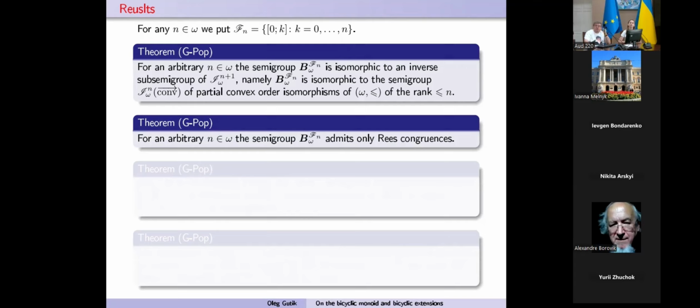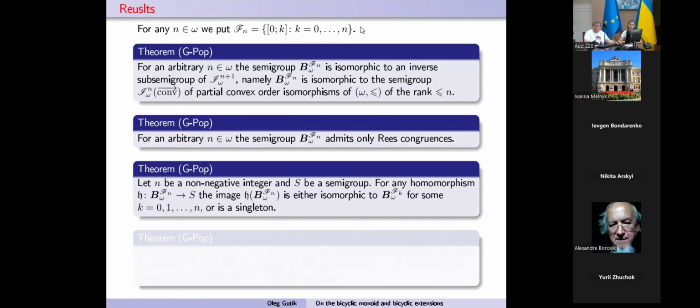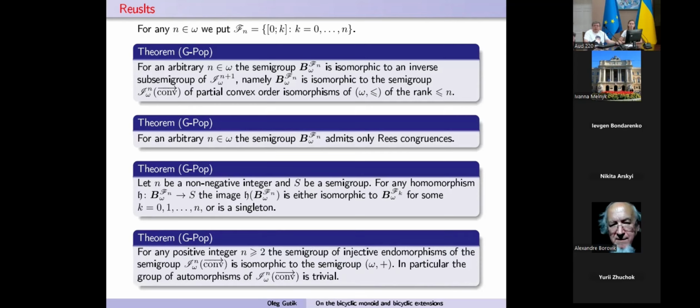What does this mean? Such a congruence is generated by ideals, by a two-sided ideal. And we also prove the following theorem that every homomorphism of such a semigroup is either isomorphic to this semigroup or is a singleton semigroup or is a trivial semigroup. This result is also published with Oleg Gutik.